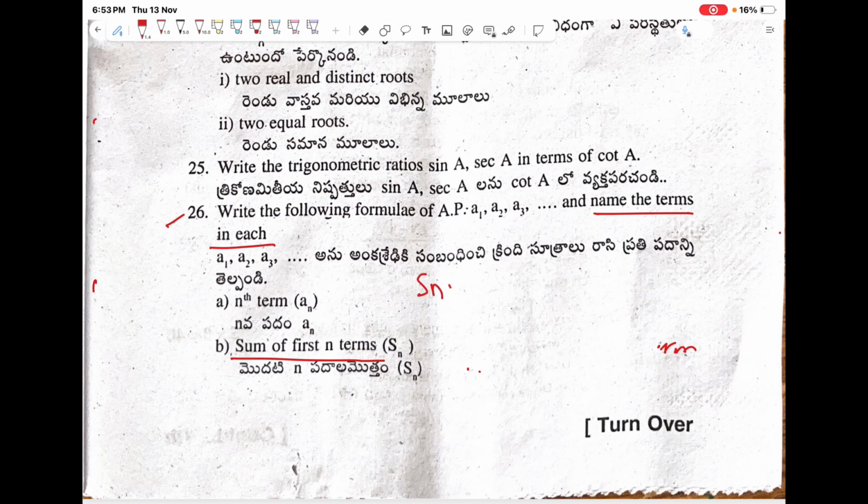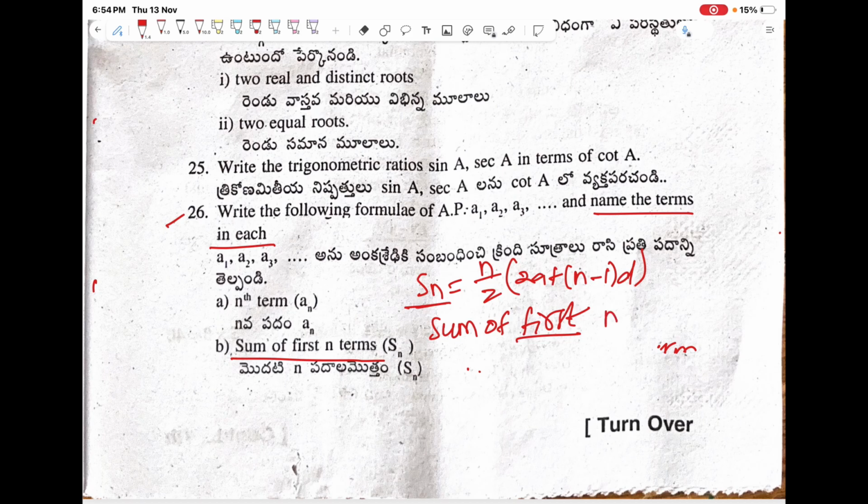The sum of the first n terms formula is Sn equals n by 2 into 2a plus (n minus 1) into d. Same terminology, only this will change. Sn means sum of the first n terms, not just the sum of the numbers. You should definitely stress this one: sum of the first number of terms.